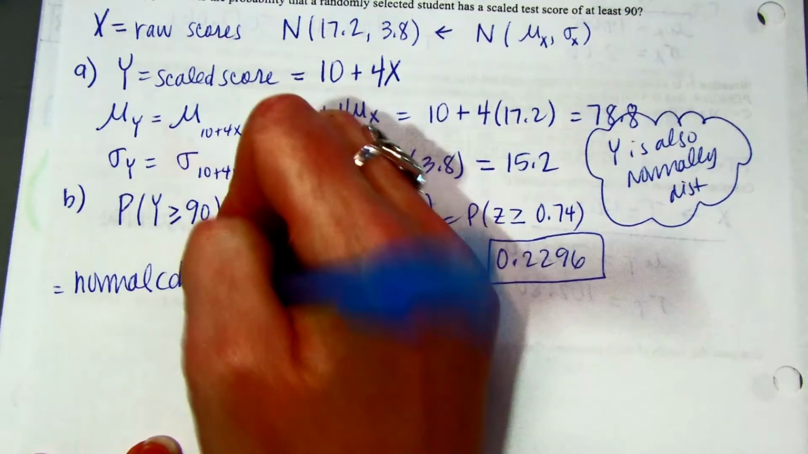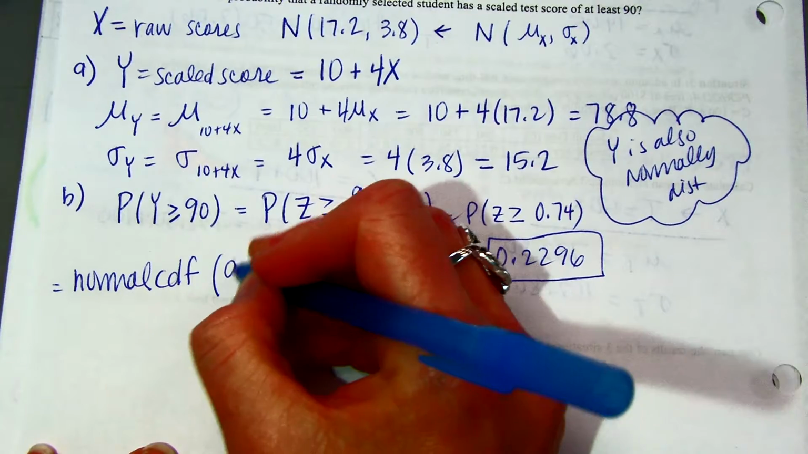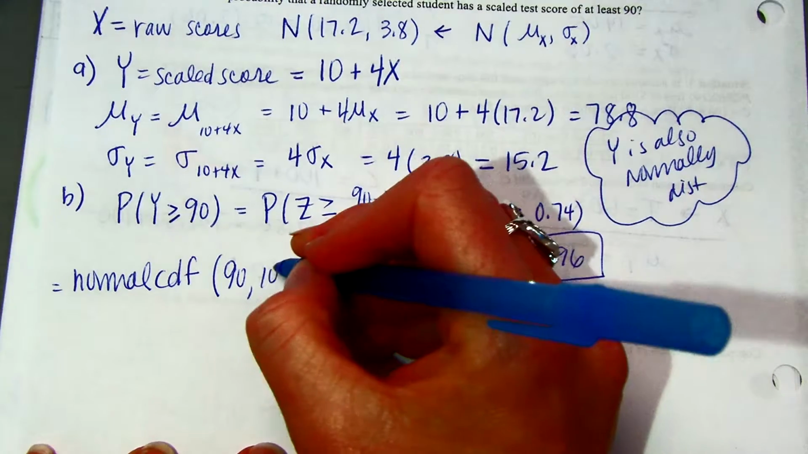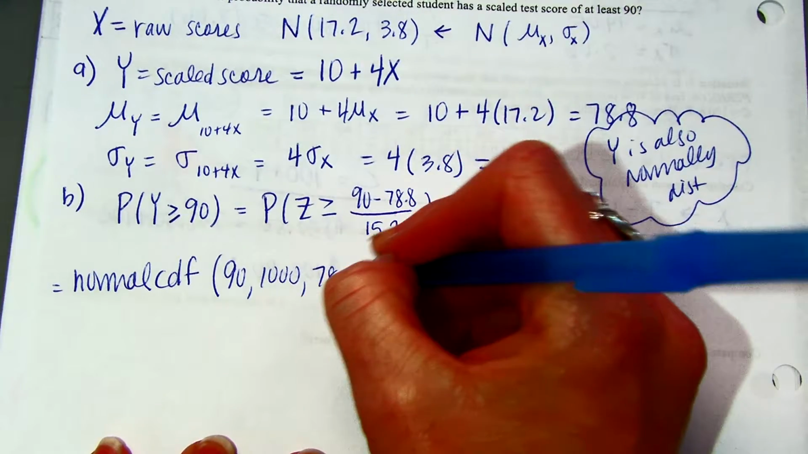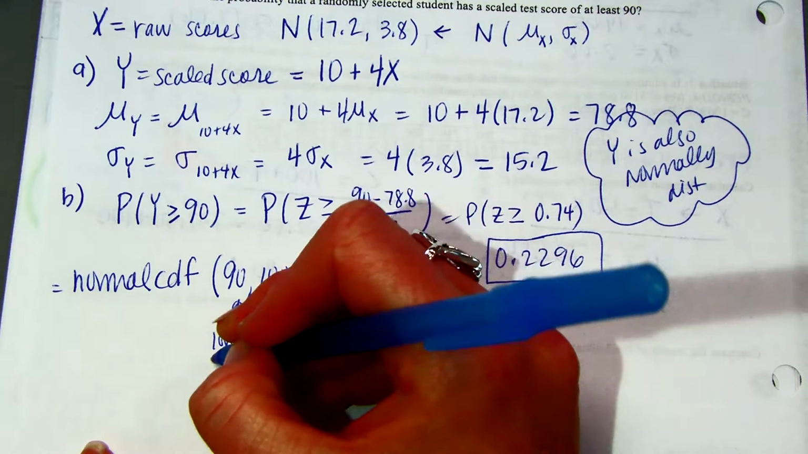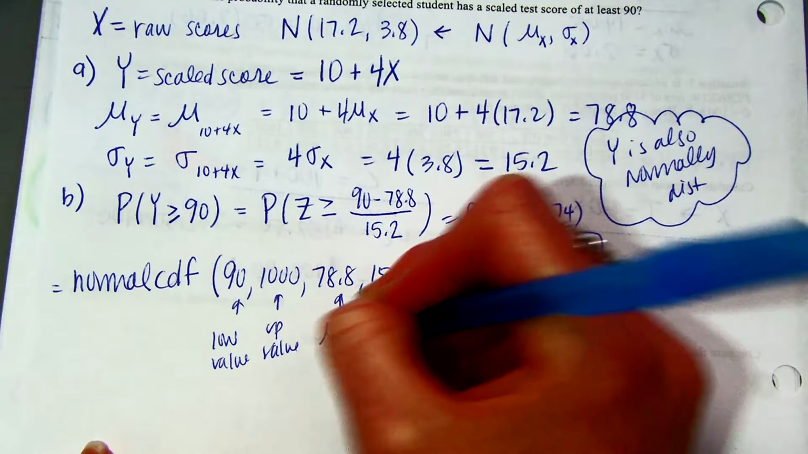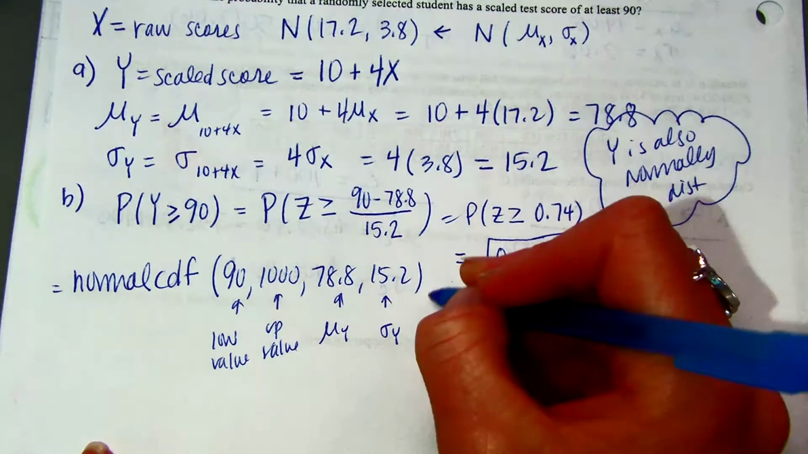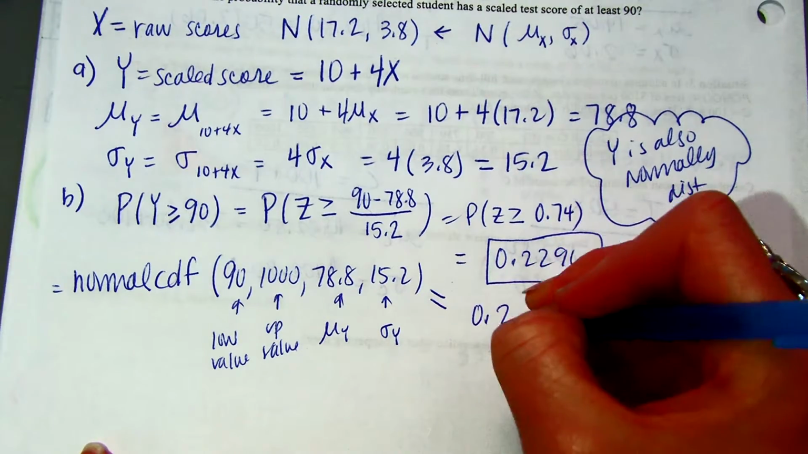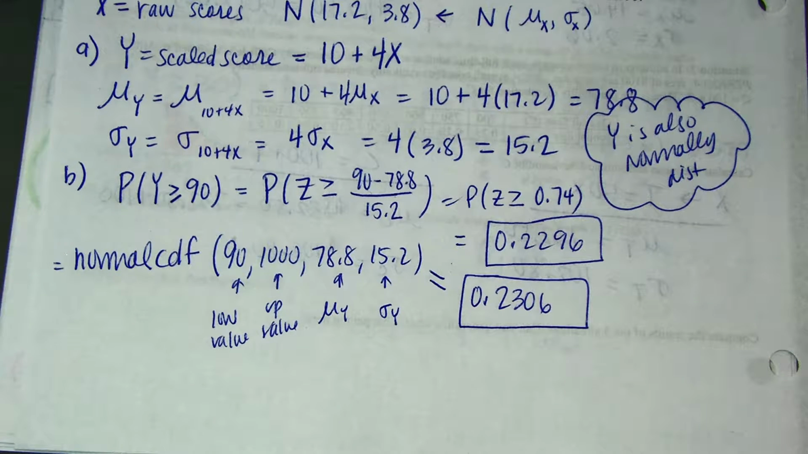Okay, if I'm going to do it as a normal CDF, I would enter what? 90, comma, 1,000, some big number, then 78.8 and 15.2, making sure to label everything. This is my lower value. Here's my upper value. This is my mean of y, and here's my standard deviation of y. If I calculate that, I get a slightly different number, but really, how different are they? In terms of a percentage, they're both roughly 23%.